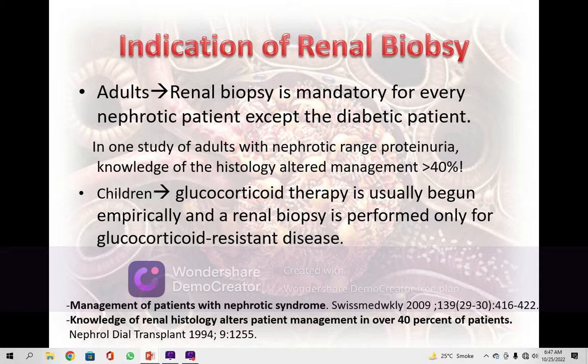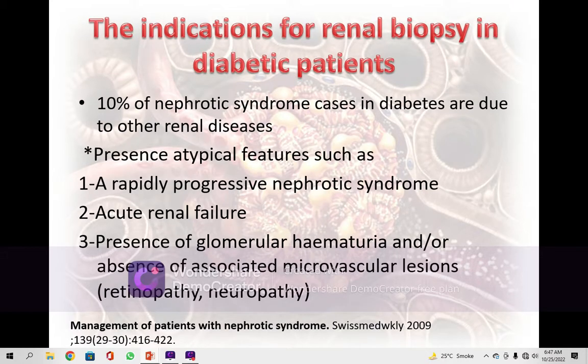Only for the glucocorticoid resistant, if it is not responding, then do the biopsy. In children, it means that. Otherwise, it is minimal change glomerulonephritis. In diabetic patients, biopsy is needed only because 10% of nephrotic syndrome cases in diabetes are due to other renal diseases, because other renal diseases are also associated with diabetes.